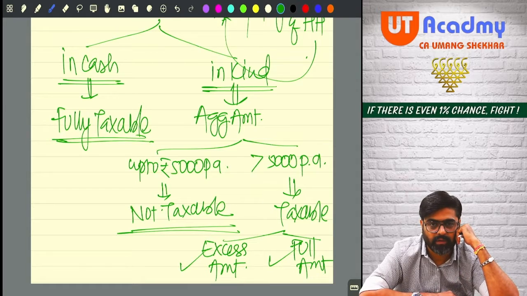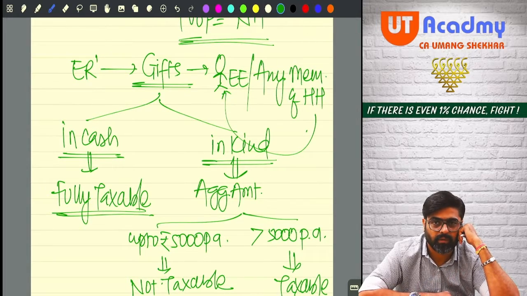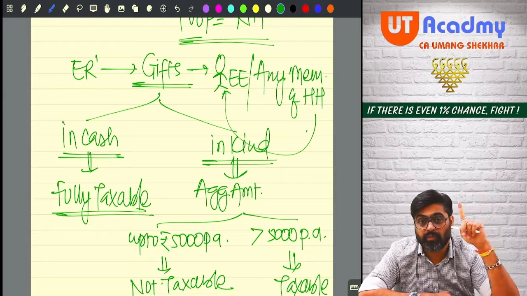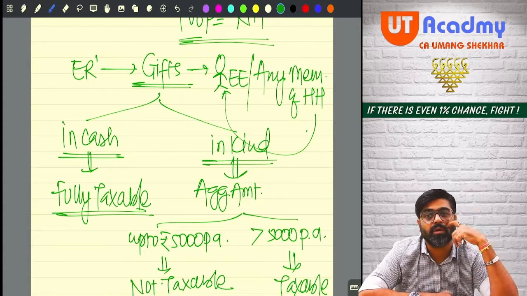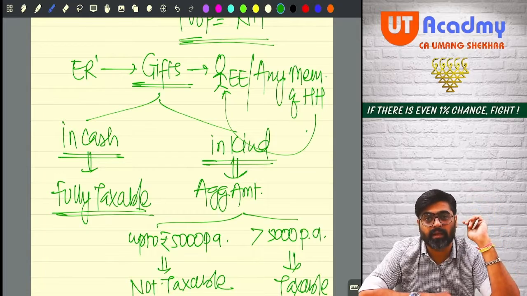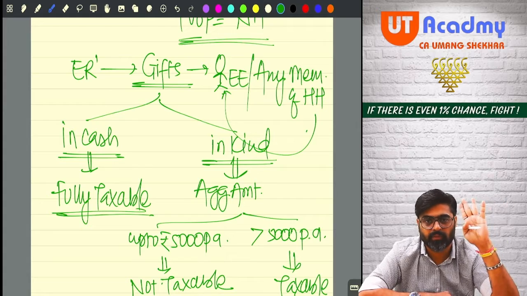Now wait. Gift from any other person who is not your employer. Will you bring it here or you will bring it under the head IFOS? Always IFOS. So if gift is coming from employer, either it comes to employee or to a household member of the employee, it will always come here. Yes or no? But if the gift is coming from some other person who is not your employer, then that gift will go to IFOS. Everyone understood?